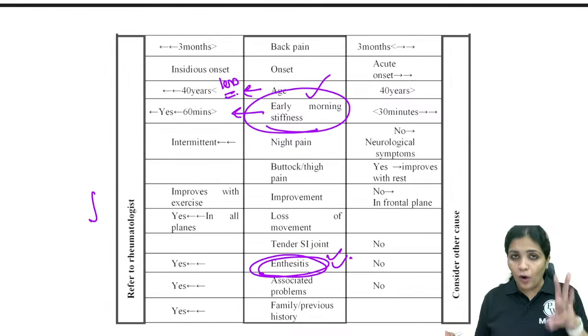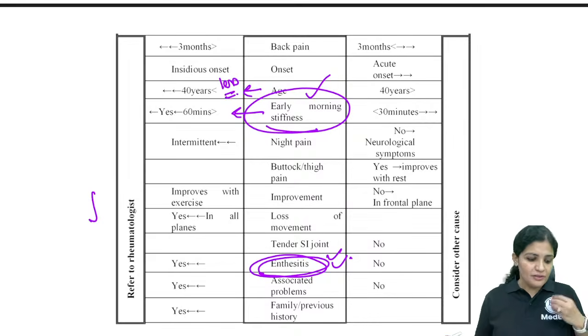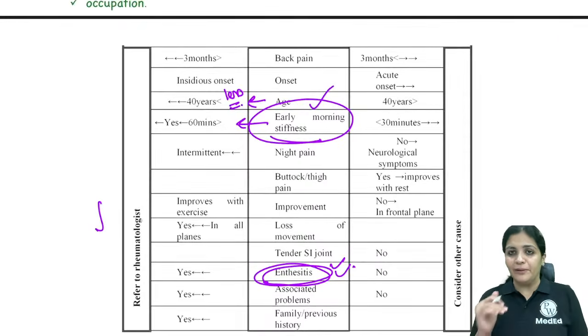So it is a chronic pain with very insidious onset, and you will have early morning stiffness, and usually they will have enthesitis and other associated problems, right? Then you have to think about the inflammatory conditions. If all these are not there, then you can go for other specific causes.